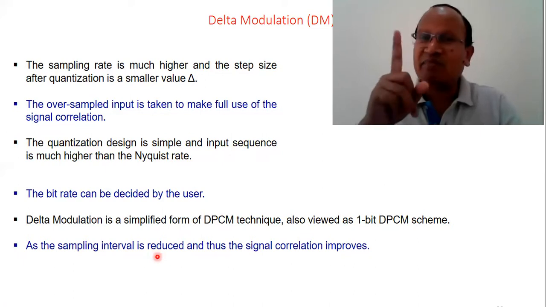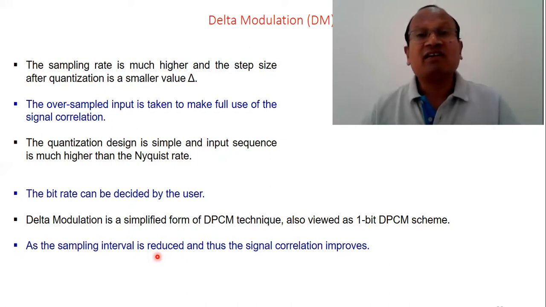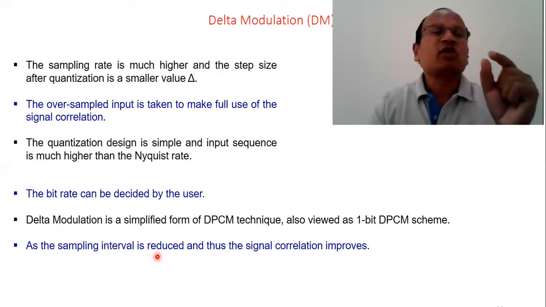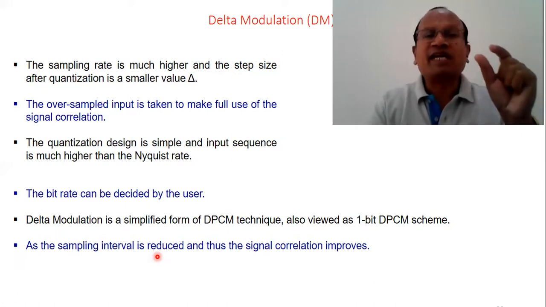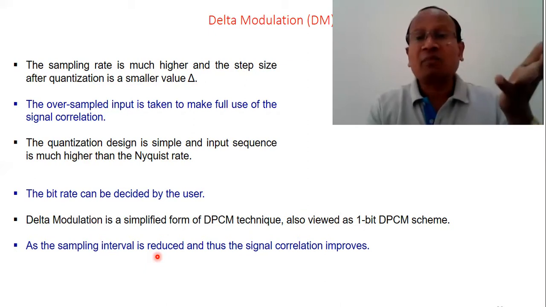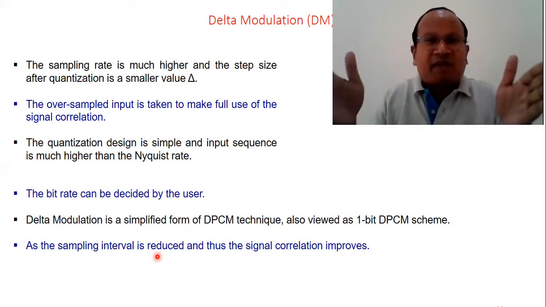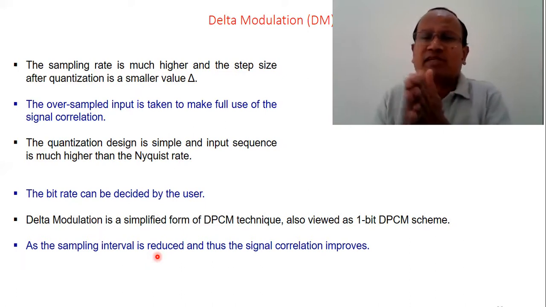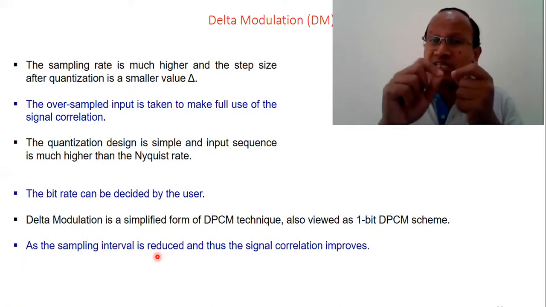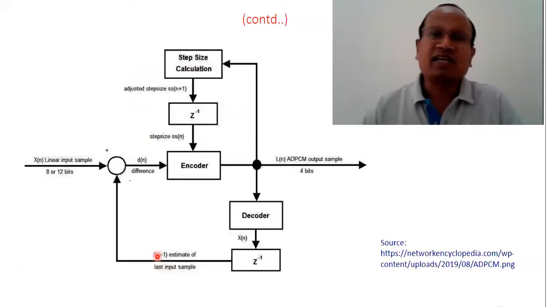Remember, the sampling interval is reduced because we are using a high sampling rate. High sampling rate means the samples are very nearby, so the interval is reduced. So signal correlation improves automatically. See, there is an analog signal. We sample it. High sampling rate, more number of samples. More number of samples means neighboring samples are very close. So when you compare the first sample with the next sample, there won't be significant change. So correlation is improved here. Correlation is very good in delta modulation.